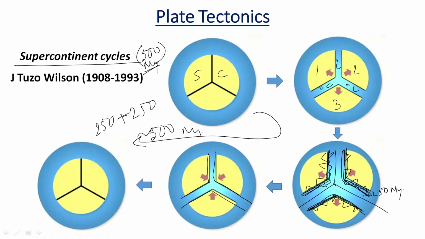So there has been a proposition by Tuzo Wilson then that we have been through maximum 6 to 7 supercontinent cycles across our geological history of around 4 to 4.5 billion years. So there are maximum 6 to 7 supercontinents that have been present on the Earth, no more than that. It is not possible to have more supercontinents, more than 6 or 7 in total.